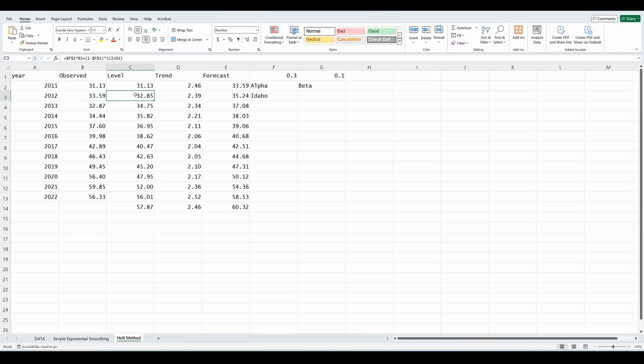Then, for the level equation, what you're doing is using the smoothing parameter, very much like before, and multiplying it by the observed value, plus 1 minus the smoothing parameter, multiplied by the previous level, like you have done with exponential smoothing, but you are actually adding that trend into that variable. And so that would give you the level, in this case for 2012.